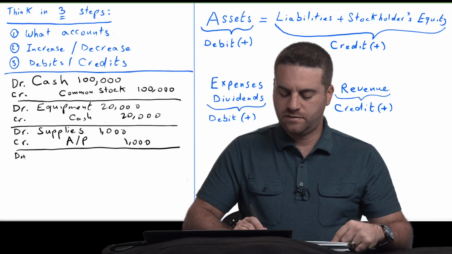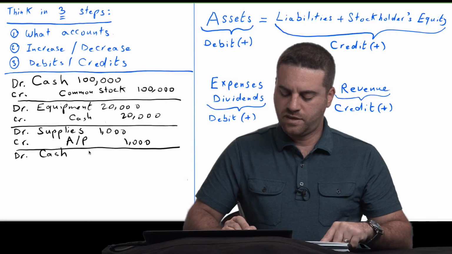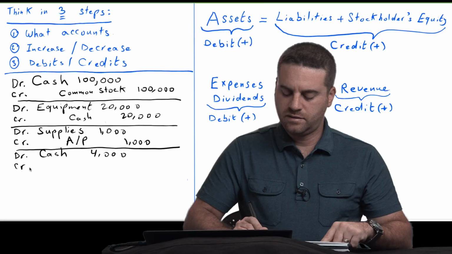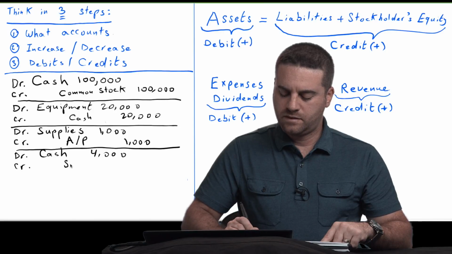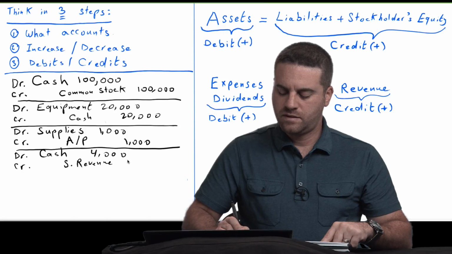So debit cash for $4,000 and then credit service revenue $4,000.